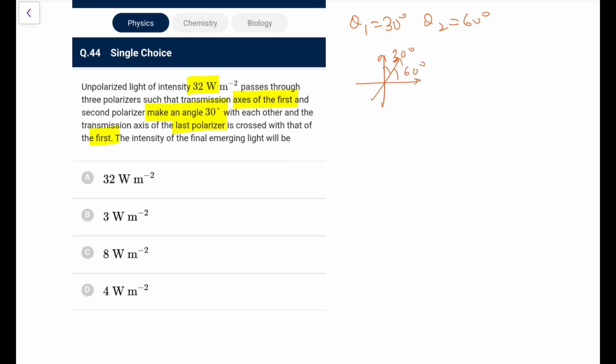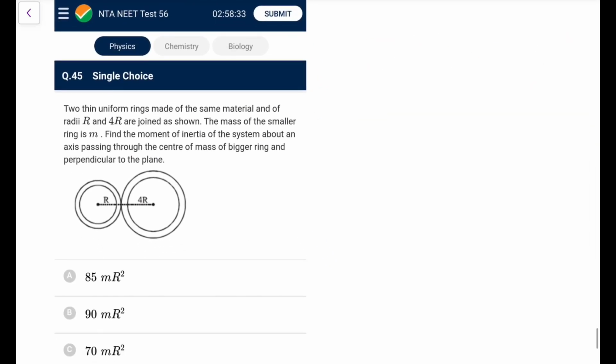So what I will have after first, intensity will become I naught by 2. After second it will cos square 30, that is 3 by 4, and cos square 60, that would be 1 by 4. So 4 4 16 32, that is 3 I naught by 32. So this simply comes out to be 3 watt per meter square. So again you can do this. This is not a tough one if you can read it easily.